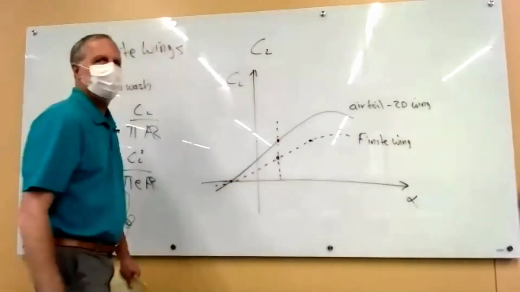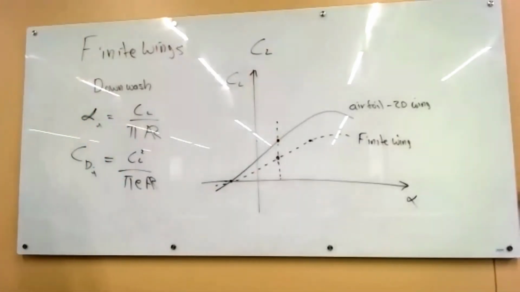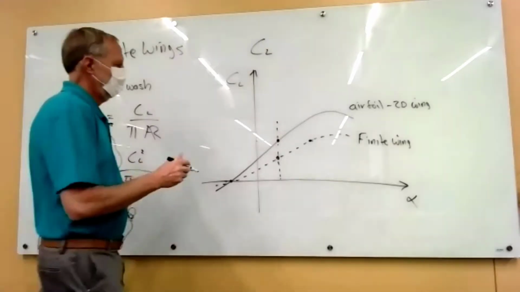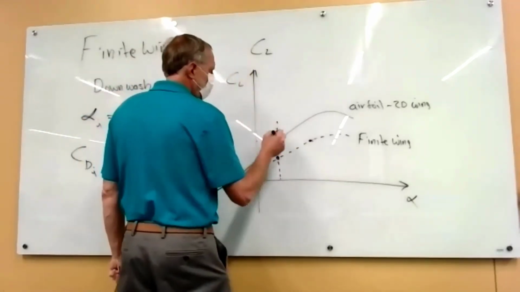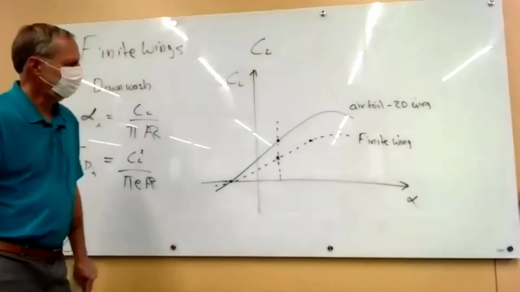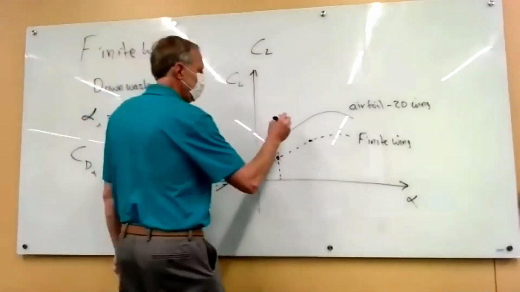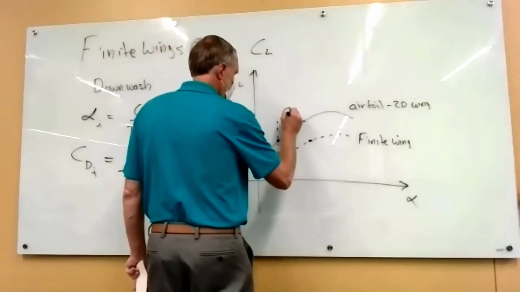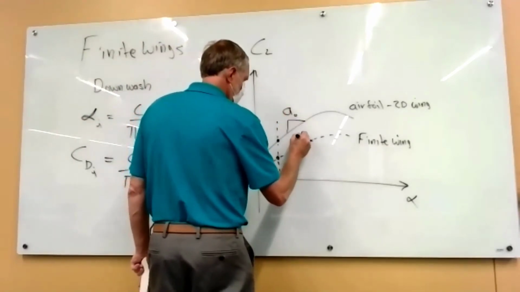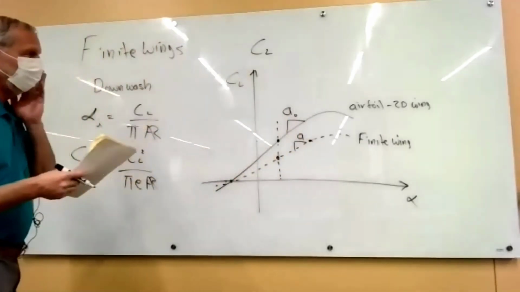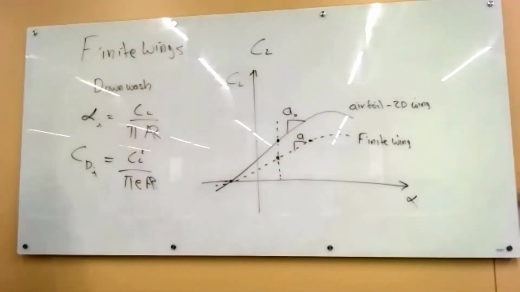You get more lift from the airfoil or the infinite wing than you do the finite wing because we're losing that flow around the wingtips and we're losing some lift. And the higher the angle of attack, the more the lift, the more you lose around the tips. And so the difference between the airfoil and the finite wing is this slope. So we're going to call this the slope of the lift curve A0 for the airfoil, and we're going to call it A for the finite wing.